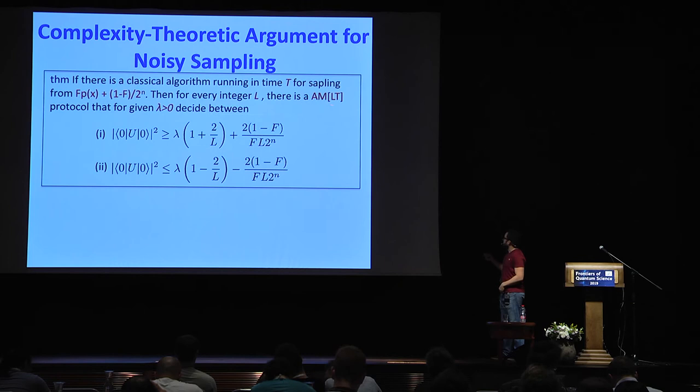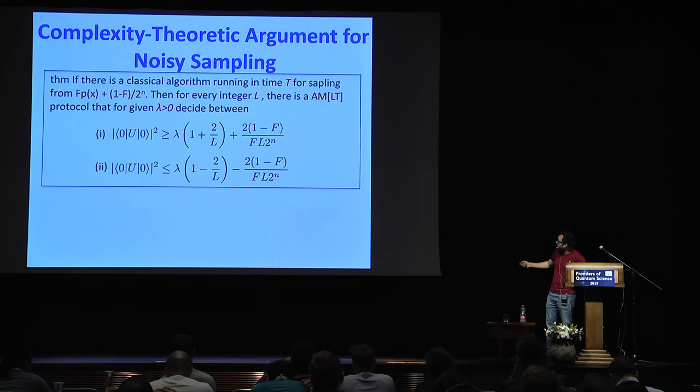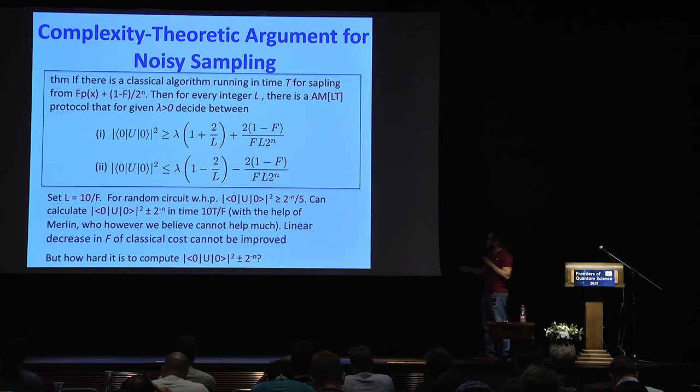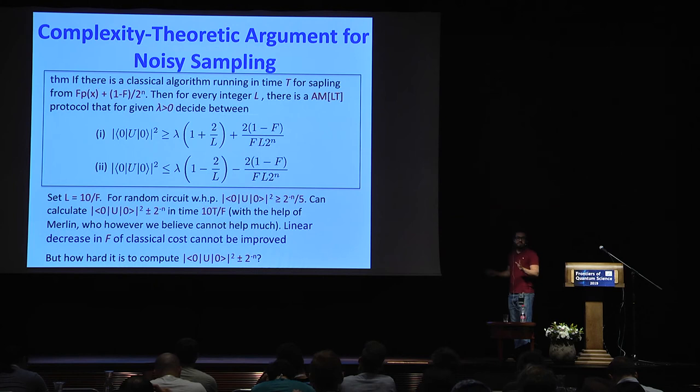So there are a lot of parameters here. Let me help you simplify it. Let's first set L, we can set whatever we want, to 10 over F, so 10 over fidelity. Now, for a random circuit, because of Porter-Thomas, with very high probability this transition probability is bigger than 2 to the minus N over 5. So this is something you can compute.